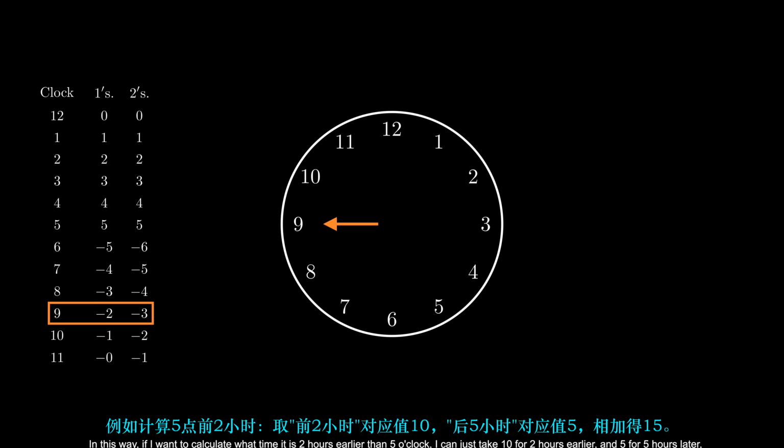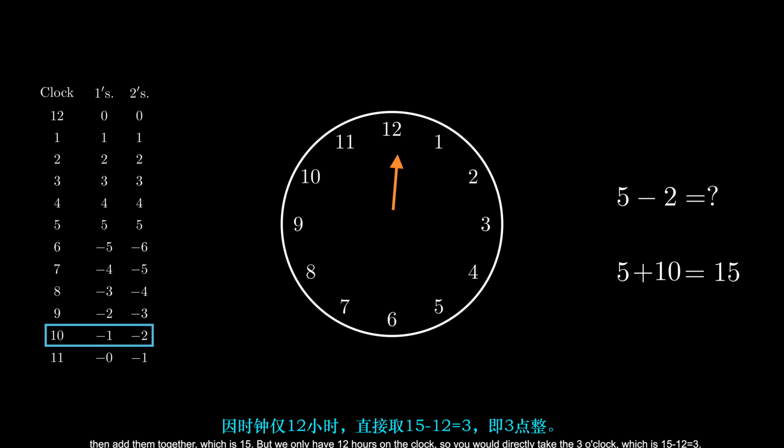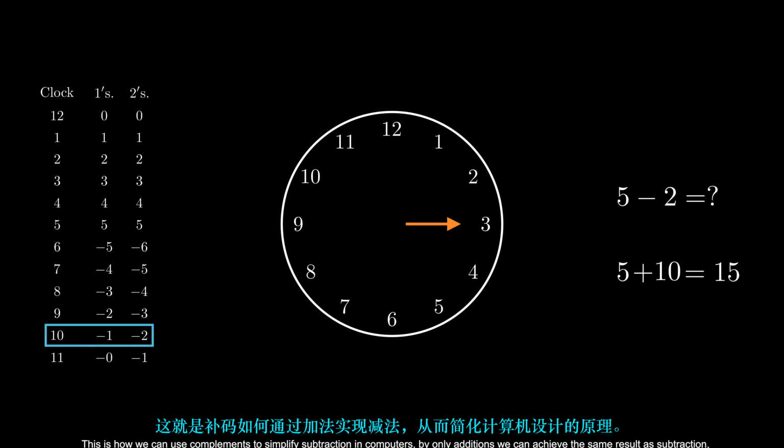In this way, if I want to calculate what time it is 2 hours earlier than 5 o'clock, I can just take 10 for 2 hours earlier, and 5 for 5 hours later, then add them together, which is 15. But we only have 12 hours on the clock, so you would directly take 3 o'clock, which is 15 minus 12 equals 3. This is how we can use complements to simplify subtraction in computers.